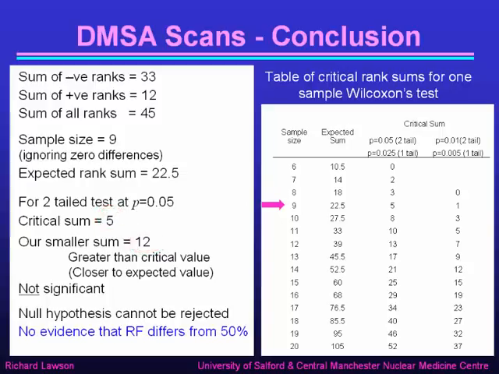So in fact, this data doesn't give us any evidence that the relative function differs from 50%. So that's how we can apply the Wilcoxon test to this type of data. It didn't involve any complicated calculations. It just involved putting things in order, so it's not too difficult to do this sort of calculation by hand.